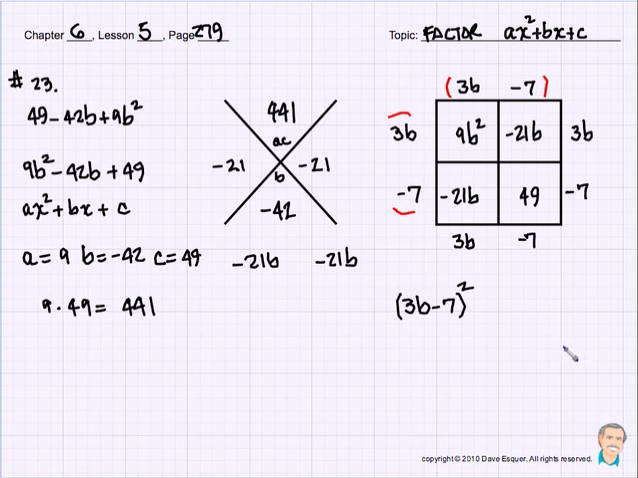We could have done this with a trinomial square, realizing that 9b squared minus 42b plus 49 was a trinomial square, just like we did in chapter 3. And if we do that, we come up with exactly the same answers. Not a problem which way you decide to do it.